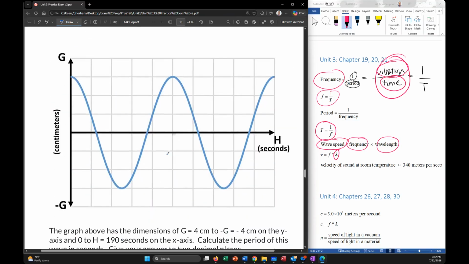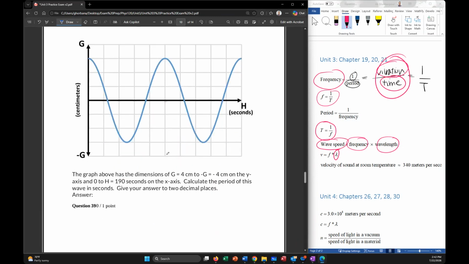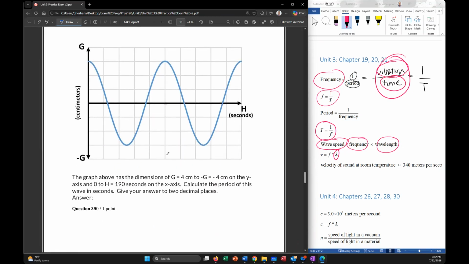Now we have graph questions. I would like you to just listen. As I said already, we have displacement over time. Sometimes we have the displacement of the wave over time, and sometimes displacement over position. When it is time, it helps us find the period. When it is position, it helps us find the wavelength.